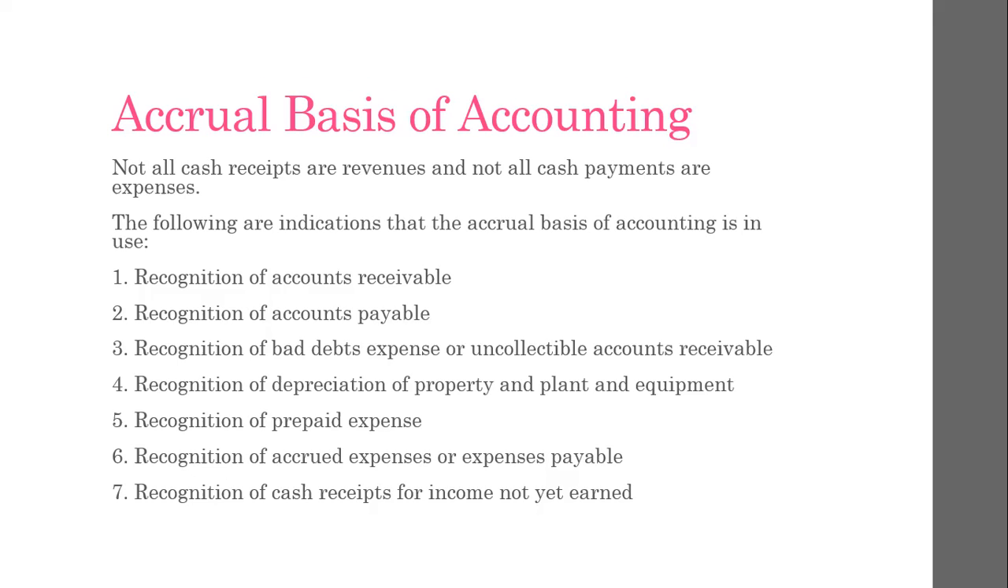Then, recognition of bad debts expense or uncollectible accounts receivable. So, sa accounts receivable din po yan. So, ito po yung mga contra assets. So, na-discuss natin din yan last time sa ating module. Then, recognition of depreciation of property and plant and equipment. So, ito po ay under sa assets. Then, recognition of prepaid expense. So, yung mga prepaid expense po, ito po yung mga nagbabayad in advance. Then, yung mga example, yung prepaid rent. So, yan po. Under pa rin po siya ng assets.